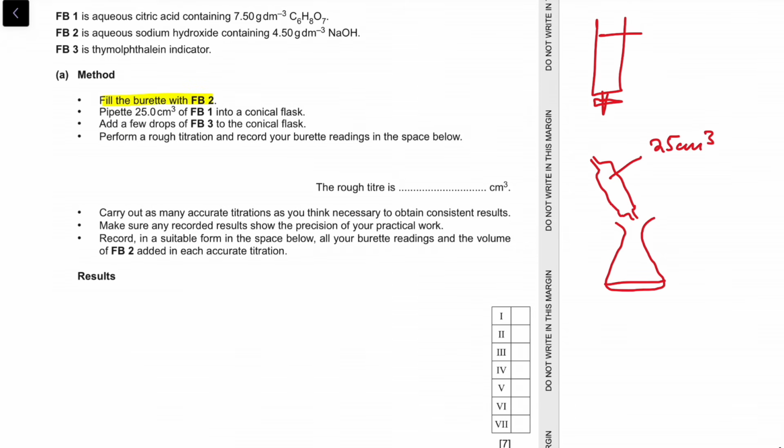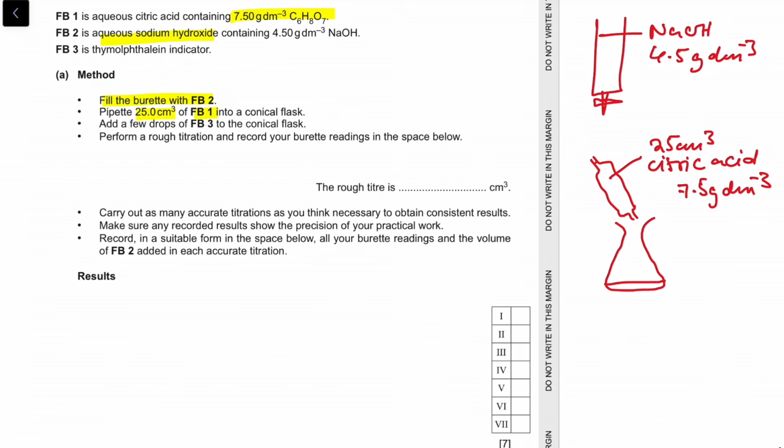Okay, so the method is as follows. Firstly, we need to fill a burette with FB2. Our FB2 here is our aqueous sodium hydroxide, and it is 4.5 grams per decimeter cubed. Next, we are told to pipette 25 centimeters cubed of FB1 into a conical flask. Our FB1 is our citric acid, using a 25 centimeter cubed pipette, and it is 7.5 grams per decimeter cubed.